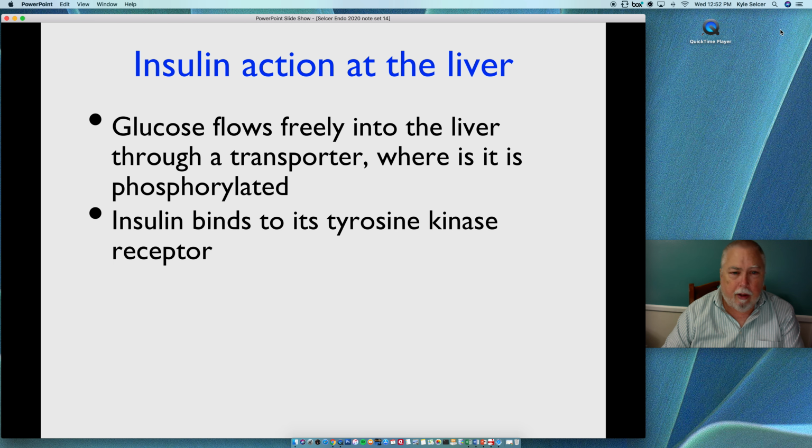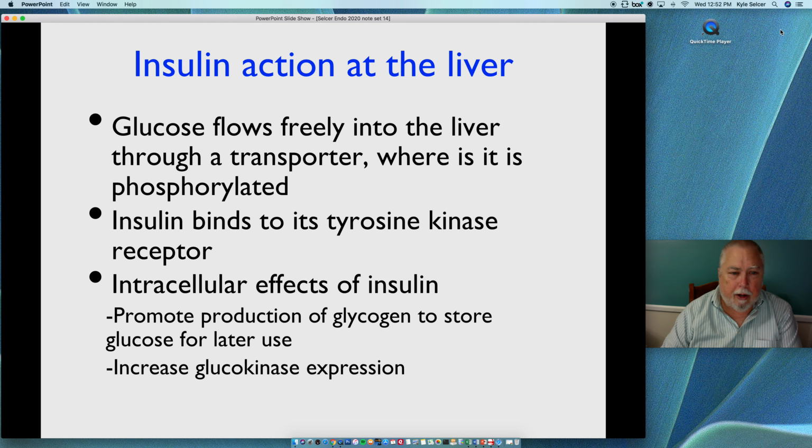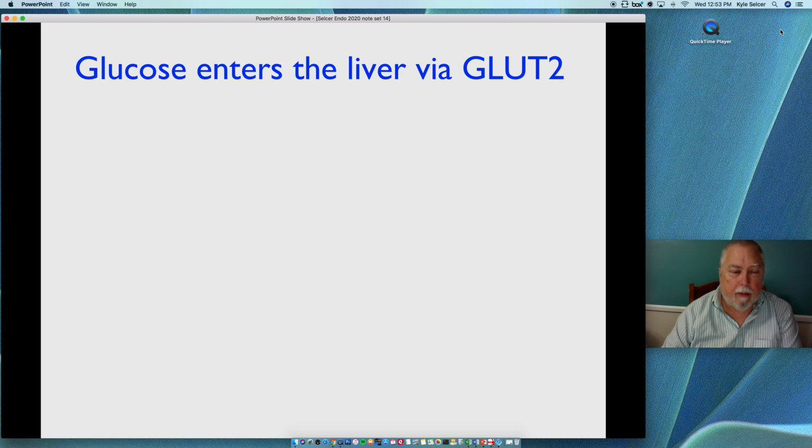Insulin action at the liver, where the glucose flows freely into the liver through a transporter, where it's phosphorylated. Insulin binds to a tyrosine kinase receptor, a classic growth factor type receptor, except it's modified a little so you don't have to worry about dimerization. We'll see that in a minute. Then the intracellular effects of insulin are to promote production of glycogen to store glucose, and increase glucokinase expression at the level of the liver. So the liver is mainly going to be about glycogen storage and glucokinase, where you can burn more glucose.